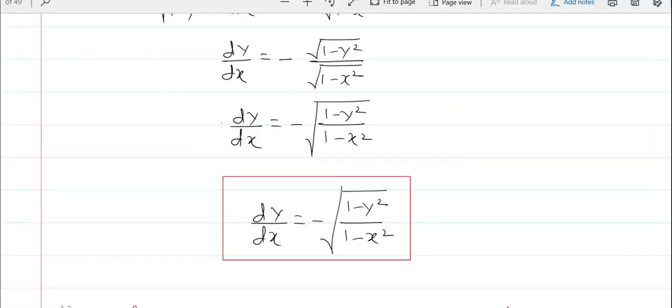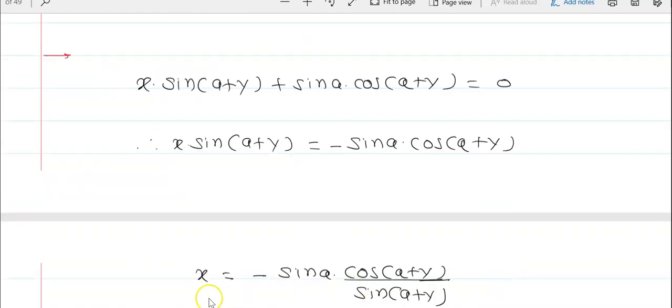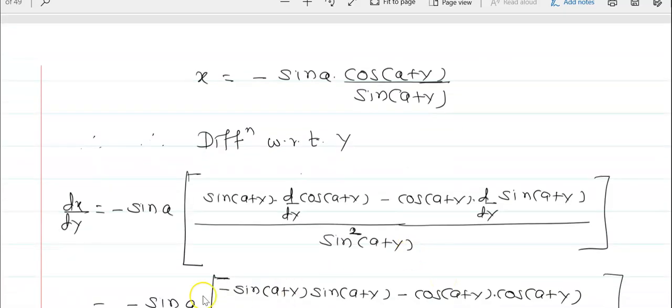Now again see this, if you want to write the answer of this question, express x in terms of y: x sin of a plus y plus sin a cos of a plus y, x sin a plus y minus sin a cos of a plus y. Therefore x is equals to minus sin a into cos of a plus y upon sin of a plus y. Differentiate with respect to y, minus sin a, and apply here the quotient rule: sin of a plus y into dy of the cos of a plus y minus cos of a plus y dy of the sin of a plus y upon sin square a plus y.